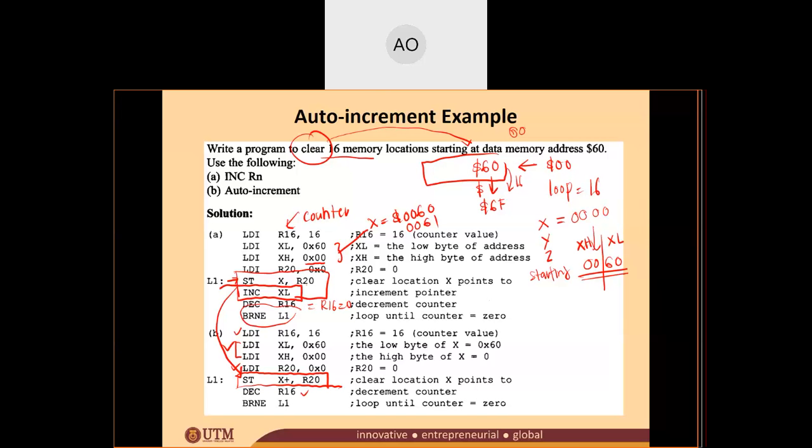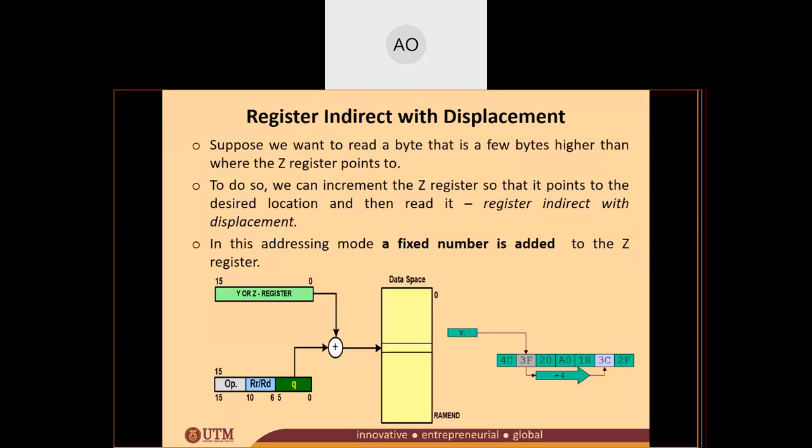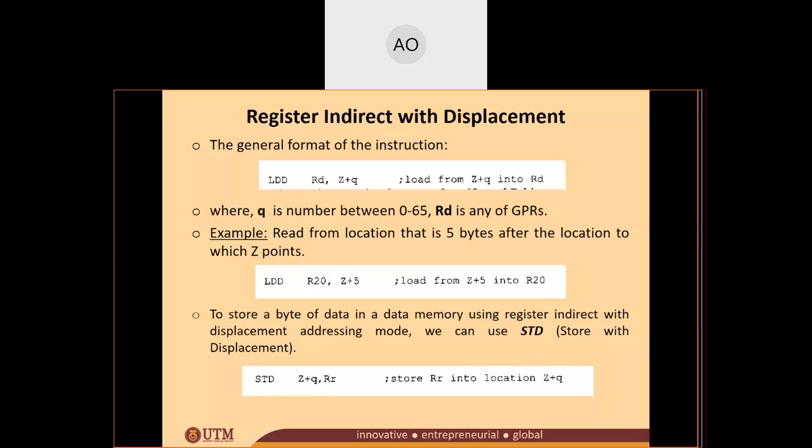So, any question up until here? Okay, so this is register indirect with displacement, like I told you earlier. This is the syntax. Every time you see the letter D at the back of your instruction, it means that this belongs to displacement. After you do the displacement, your pointer register will stay the same, not change. Your pointer register value does not change.